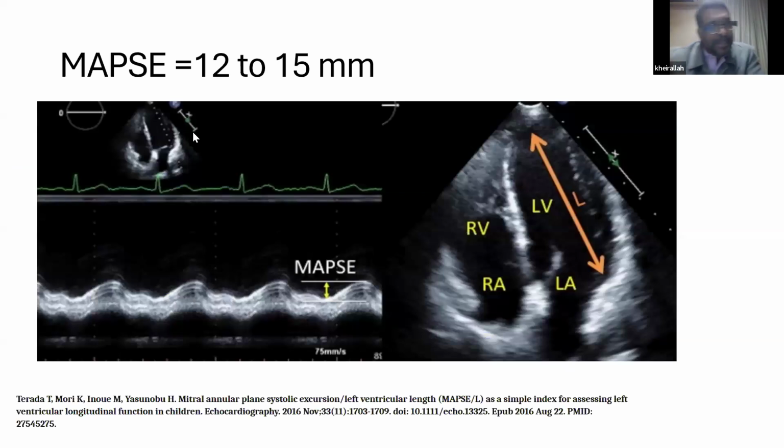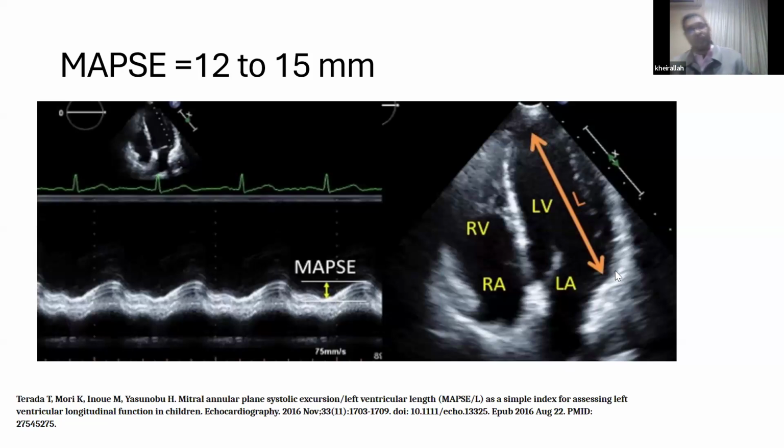We have MAPSE, which is similar to TAPSE. It is mitral annular plane systolic excursion. It's an M-mode based measurement. We put our cursor along the lateral annulus here, and we press on M-mode, and here is what we get. We want to measure the height of systolic excursion of this segment.